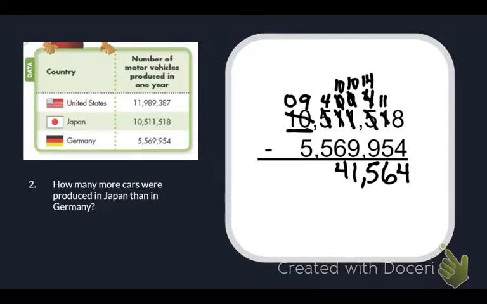Now instead of the 4, because I can add to the 4 now, what is it going to be? 14. And 14 minus 5 is? 9. 9 minus 5 is? 4. 0 minus 0 is? 0. I don't have to write that though, right? Okay, so let's read our answer together. 4,941,564. Awesome.